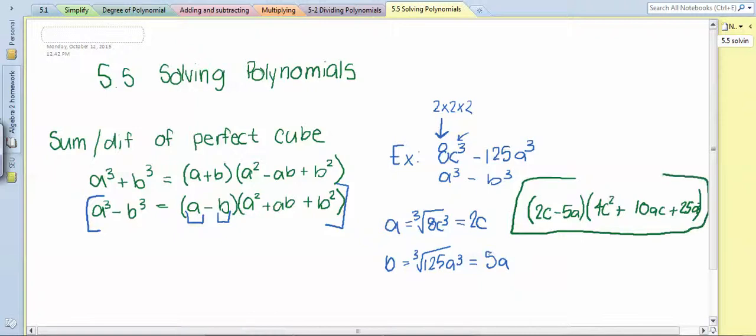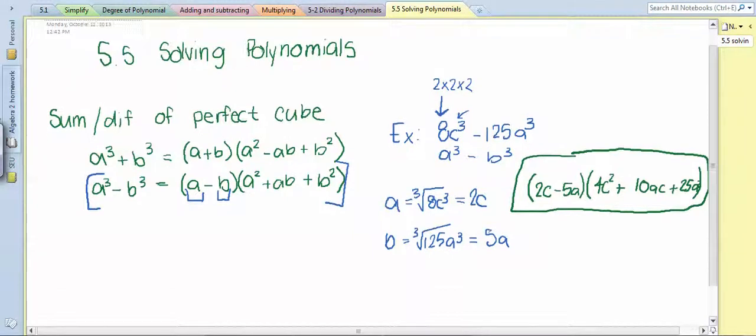So that is how you factor 8ac to the third minus 125a to the third. Again, we know that we had to use the difference of perfect cubes because 8 is a perfect cube, 125 is a perfect cube, and we only had 2 terms. This only applies if we have 2 terms.